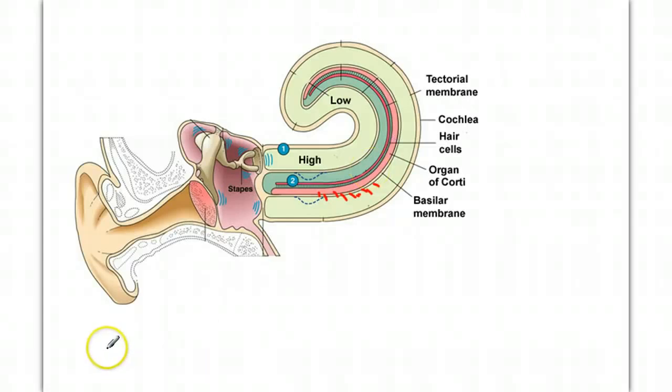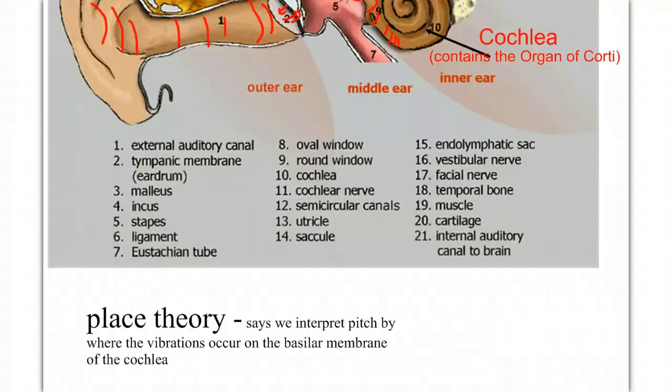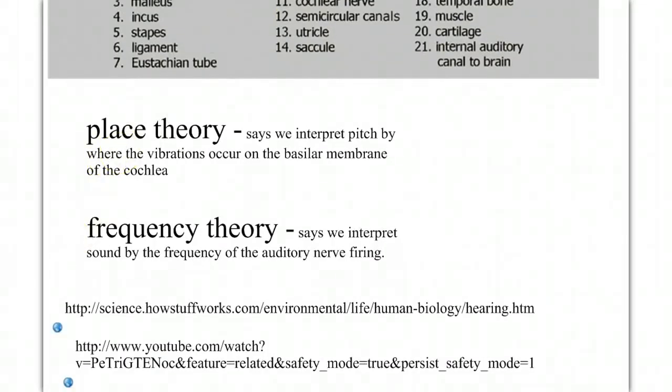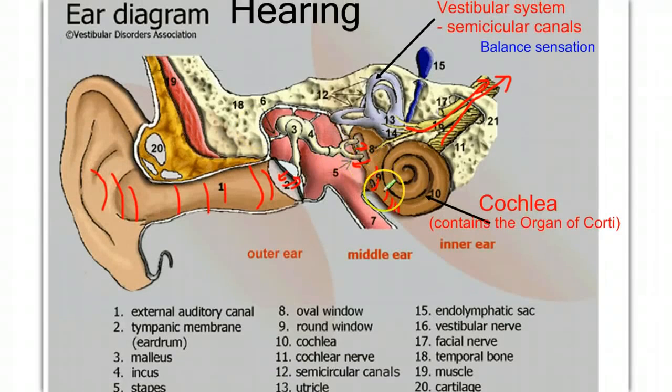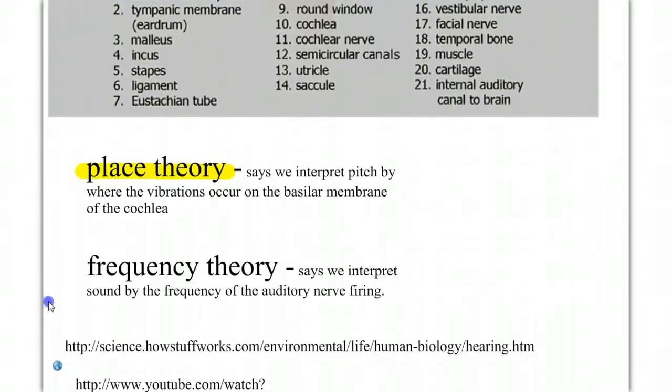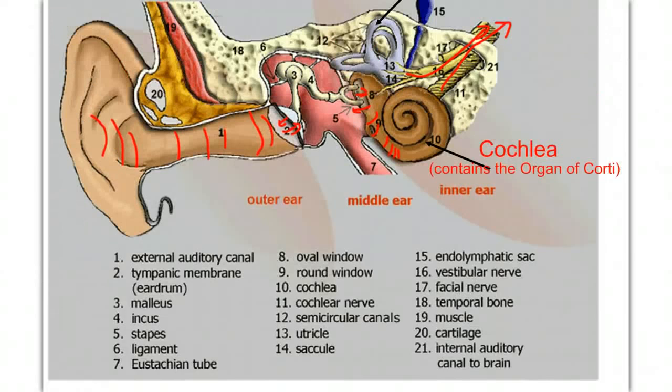The question then becomes, how does the ear discern pitch and frequency and volume? There are two theories about how the ear actually works. There's the place theory, which says that we interpret pitch based upon where the vibrations occur along that membrane. In other words, if they occur out here versus deeper into the structure, the place on the cochlea where the hairs are deflecting represents the different pitches. The frequency theory says we interpret the sound by the frequency of the auditory nerve firing.